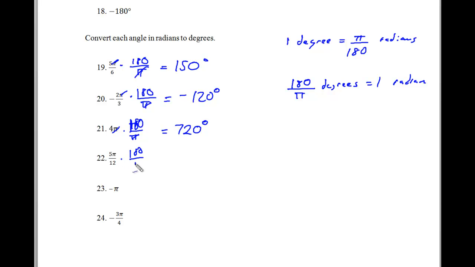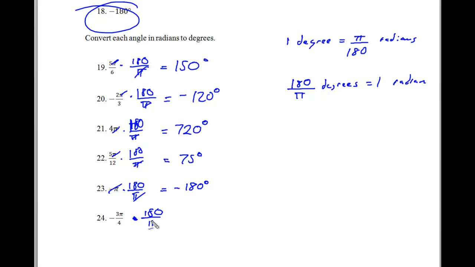So now I've got 180 divided by pi. Divide the pi's. So what I'm going to do is multiply 5 times 180 divided by 12. This gives me an answer of 75 degrees. Negative pi. We've had a problem like this earlier. Negative pi divided by pi is going to be negative 180, because that is the complement of problem 18 from up above here. And then for 24, we're going to multiply the top and bottom by 180 over pi. The pi's simplify, so 3 times 180 divided by 4, don't forget the negative, is 135 degrees.